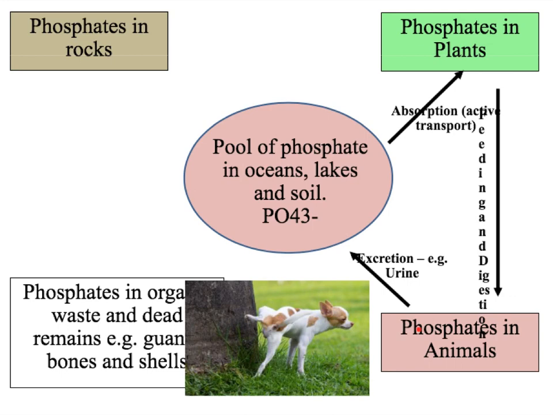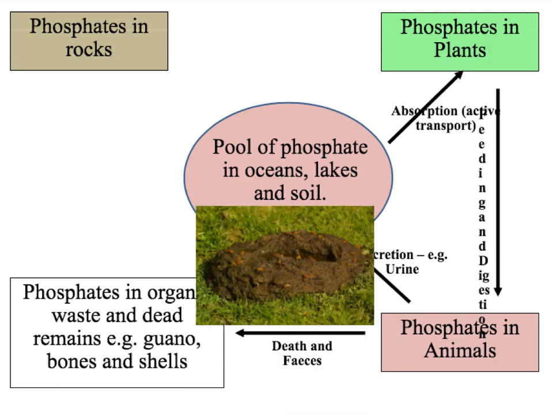Next I'd like you to try and link phosphates in animals to this box here. That would be death and faeces. Faeces and dead organic matter will contain stores of phosphates in biological molecules like phospholipids. Next I'd like you to try and link this box here with this circle here. So how do phosphates from here go back into oceans, lakes and the soil? Can you pause the video?